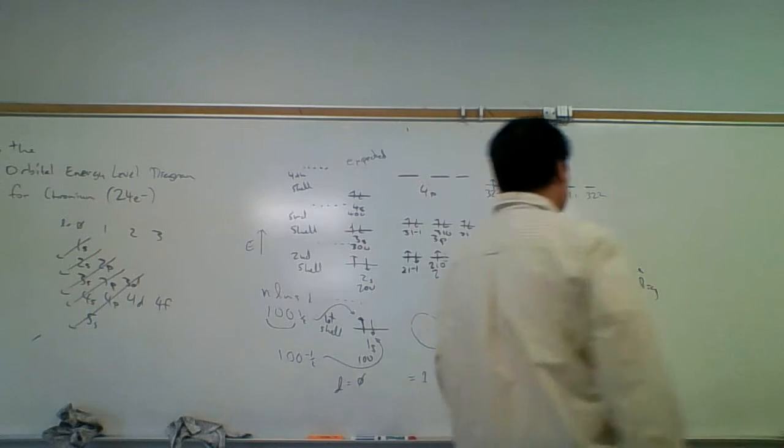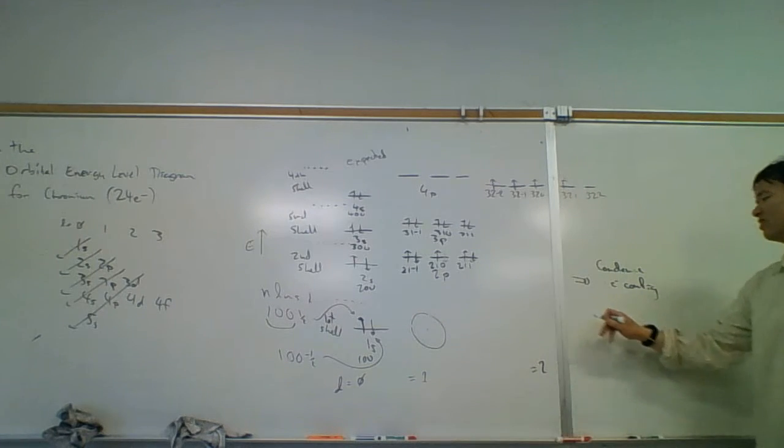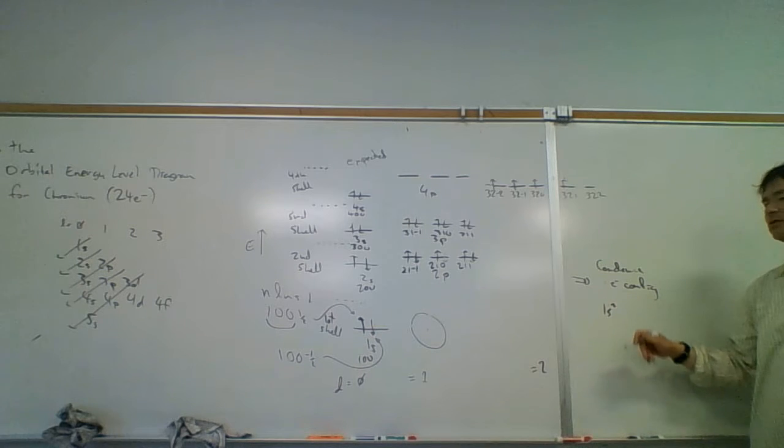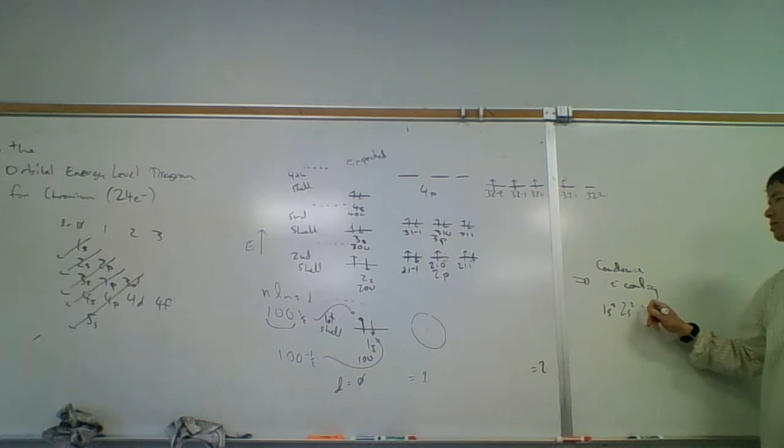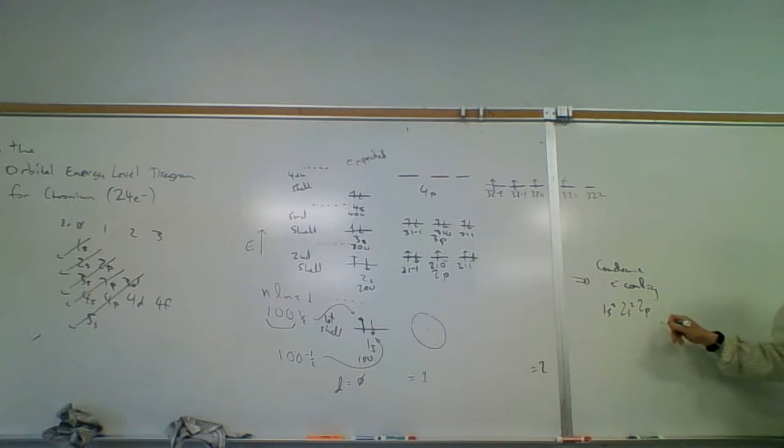If we condense this into an electron configuration, it's just a compact way of showing the sublevels. The 1s sublevel is filled with 2 electrons. The 2s sublevel is filled with 2 electrons. The 2p sublevel, or subshell, is filled with 6 electrons. The 3s subshell, 2 electrons. The 3p subshell, 6 electrons. The 4s subshell, 2 electrons. And the 3d subshell has 4 electrons.